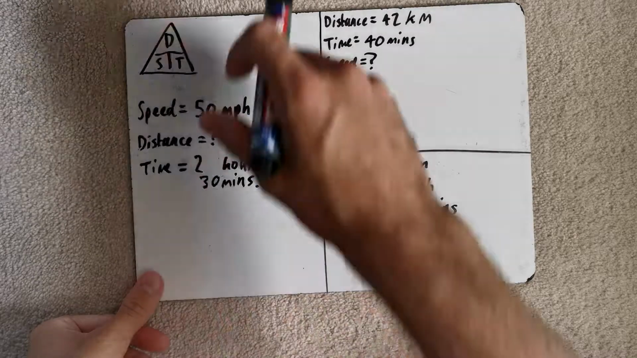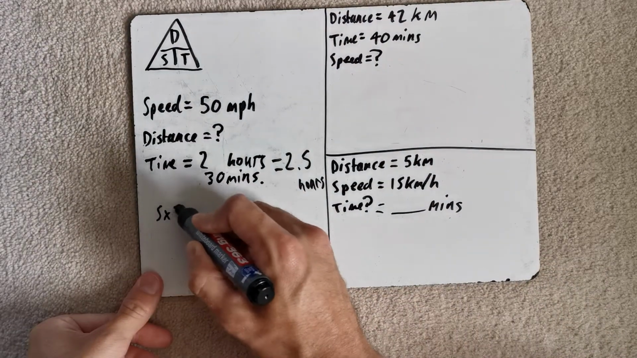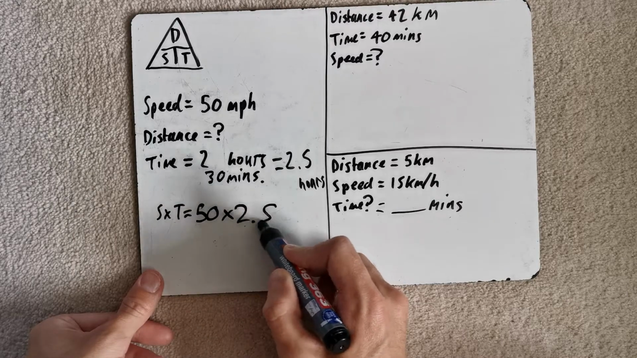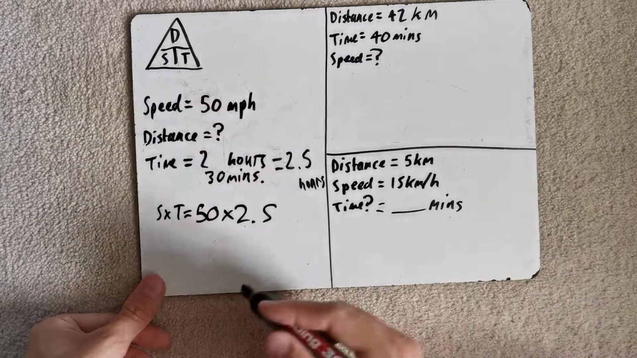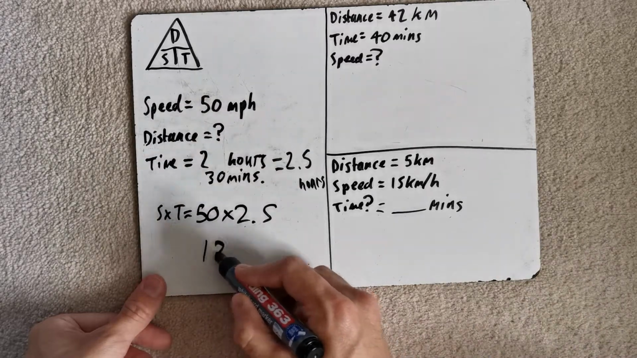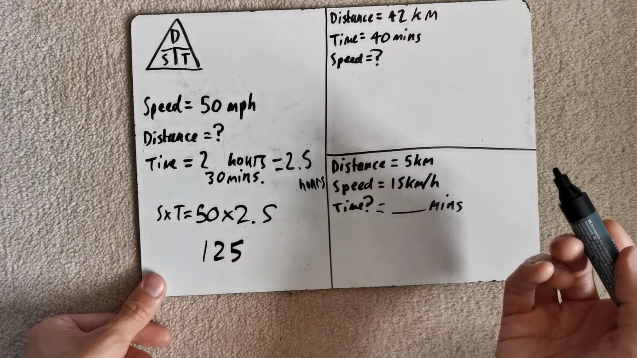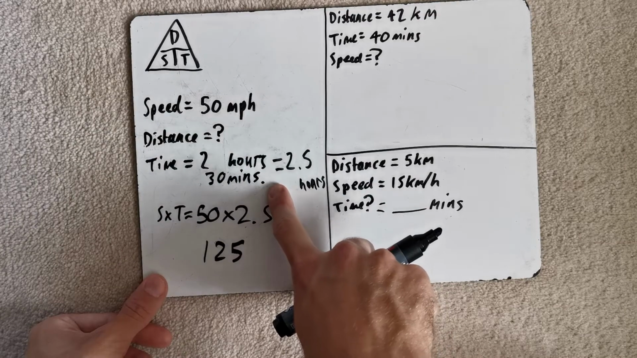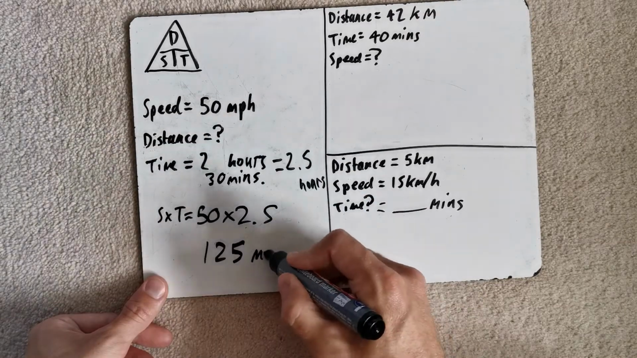So if we're working out distance, we're going to do speed times time. We're going to do 50 times 2.5. 50 times 2 is, of course, 100. 50 times 0.5 is 25. So it's going to be 125. What? Well, not 1,000 miles per hour. This was in hours. So distance is not going to be in kilometres if it's in miles per hour, so it's going to be in miles.